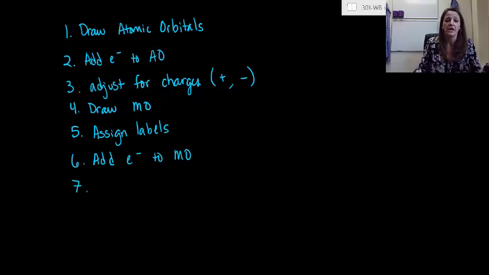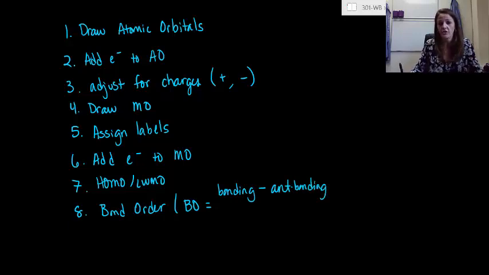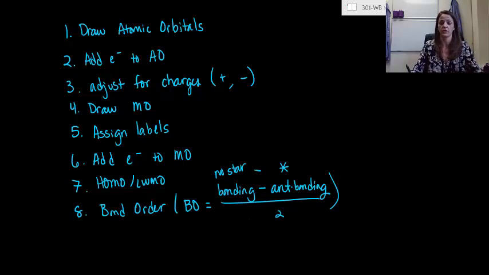Number 7, I usually like to identify my HOMO and my LUMO. And number 8, I like to determine my bond order. So now remember, your bond order is BO, which is equal to your bonding orbitals minus your anti-bonding orbitals, and then you divide that by 2. So this is basically no star minus star divided by 2. Keep that in the back of your mind. And then the very last thing I like to do is assign my magnetism. So is something para or diamagnetic.